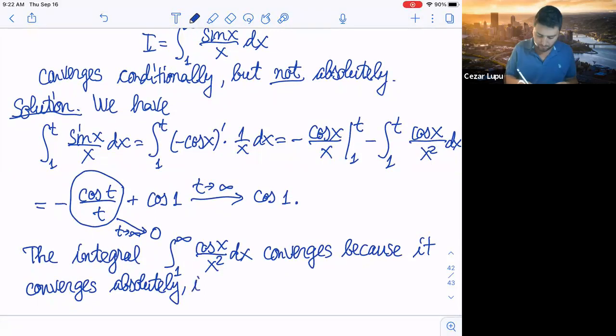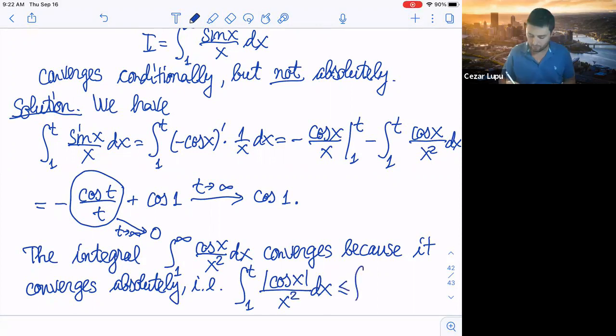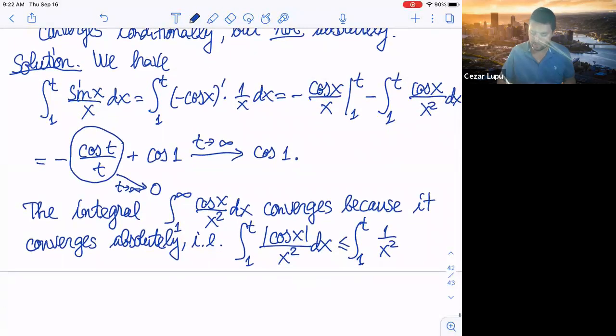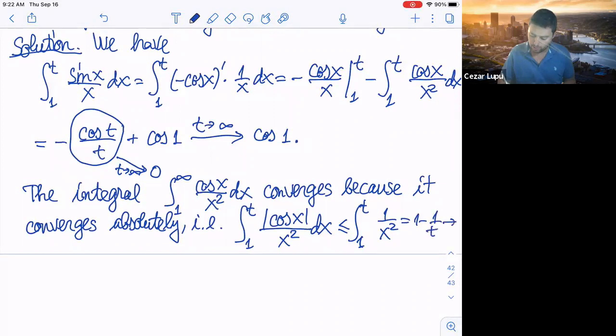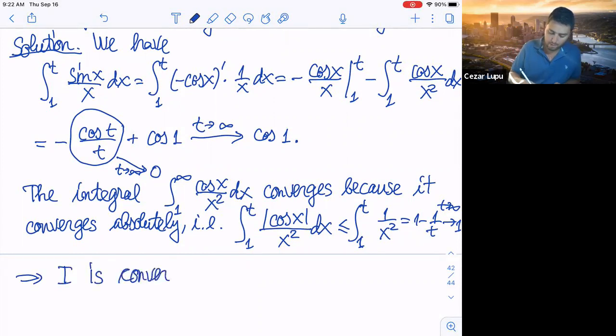You look at this integral, the integral from 1 to t of cosine of x in absolute value over x squared, sorry. This will be less than or equal to the integral from 1 to t of 1 over x squared, which is 1 minus 1 over t, which converges to 1 as t approaches infinity. So therefore, it follows that my integral I is convergent. But pay attention, it is conditionally convergent, let's say.